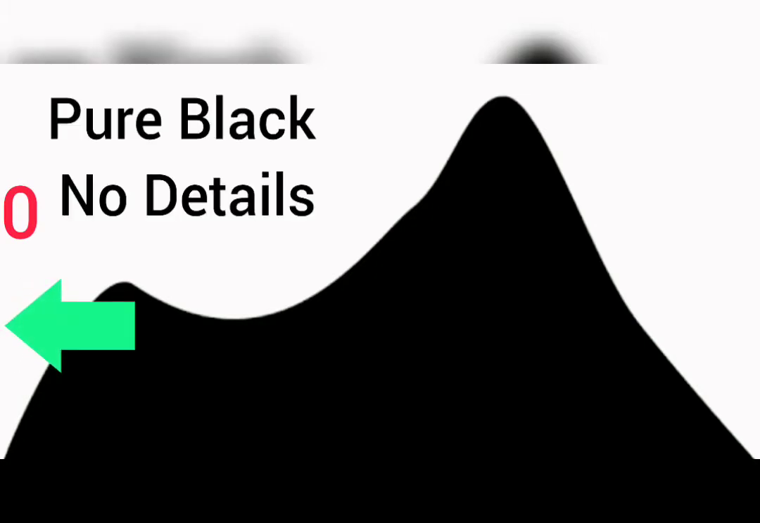Brightness value 0 means there is no presence of light, it's completely dark. Just for example, our eyes cannot see anything in the dark. Similarly, a photographic instrument cannot capture any details in the dark when there is no light.